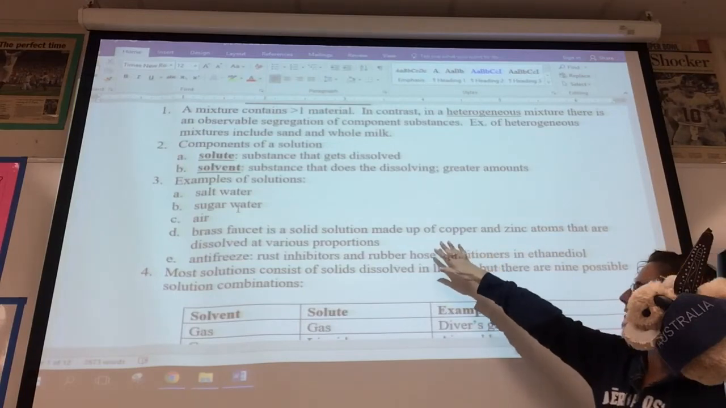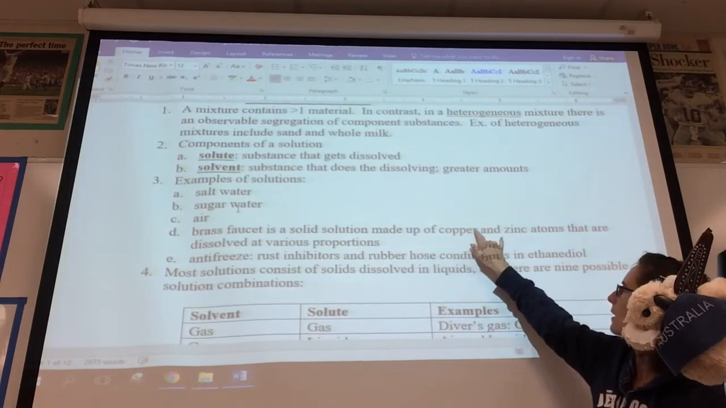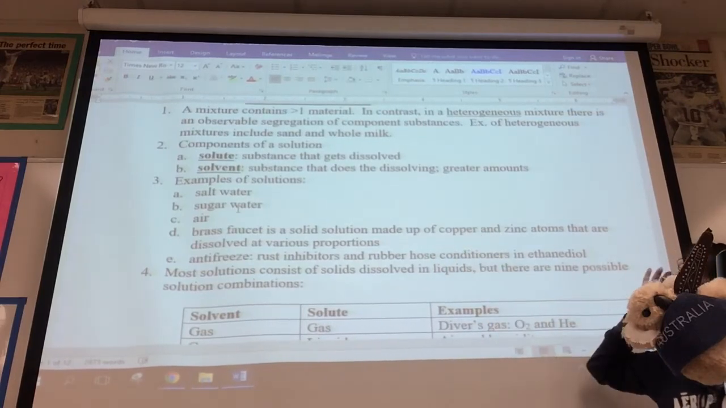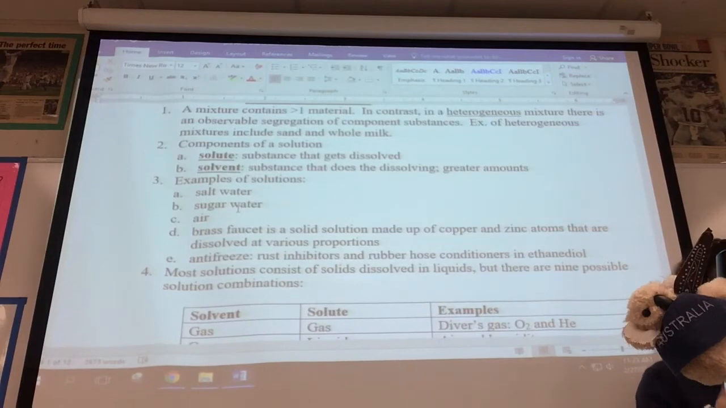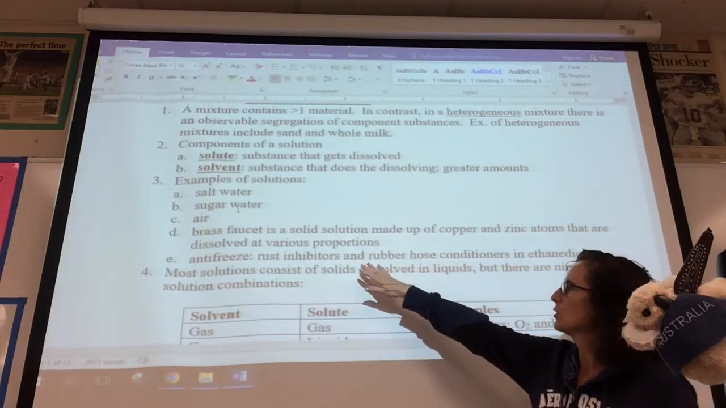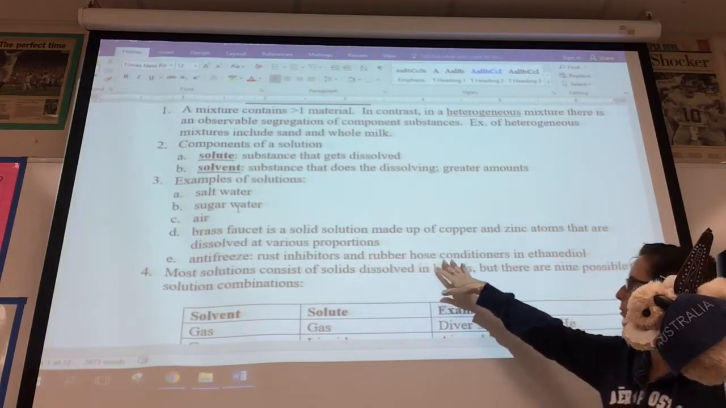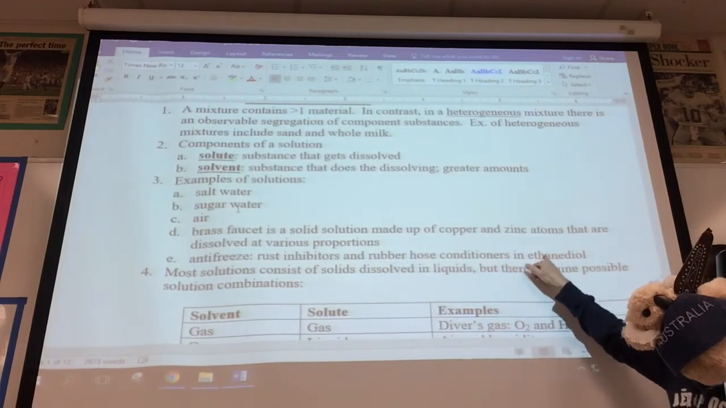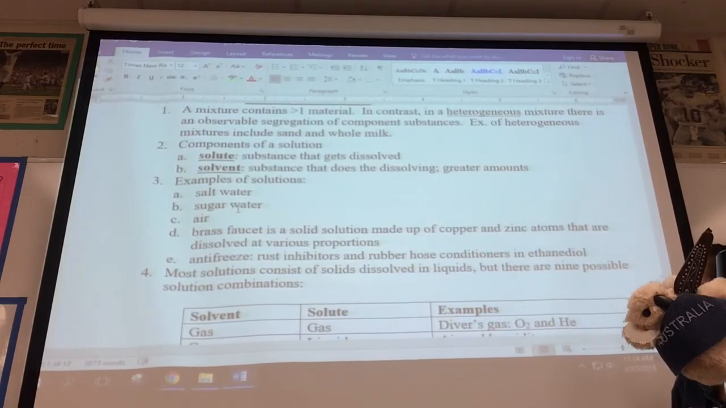So a brass faucet is actually an alloy. It's copper and zinc mixed together. It's actually a substitutional alloy. We'll get into that more in AP next year for those of you moving on. Antifreeze is a liquid solution. You've got rust inhibitors as well as rubber hose conditioners, all dissolved in ethane diol. So that would be your solvent. This is an organic solvent containing carbon.